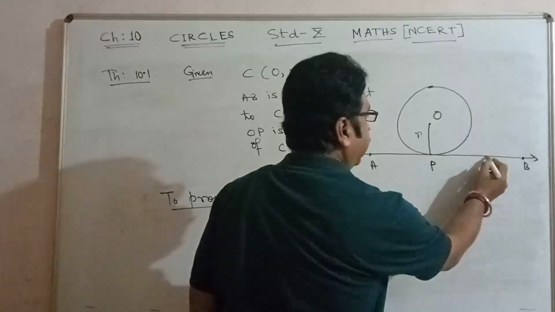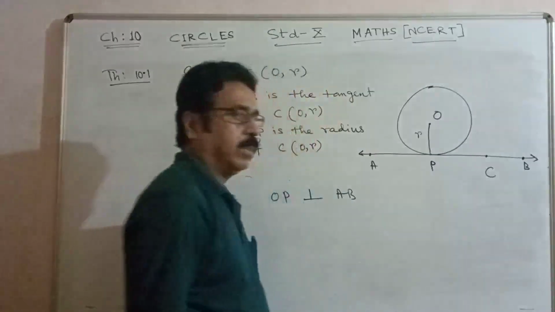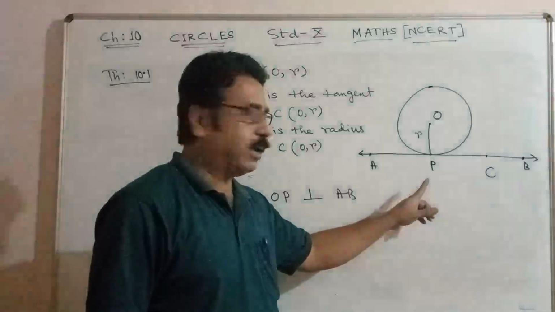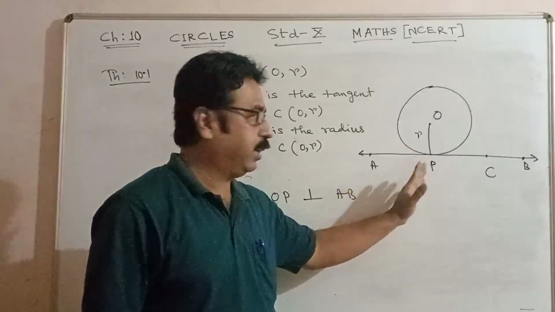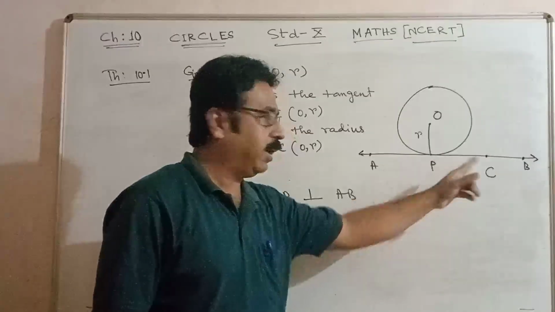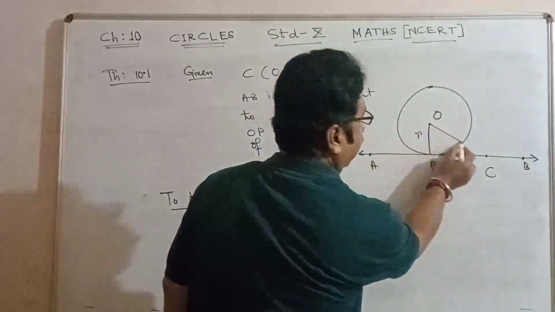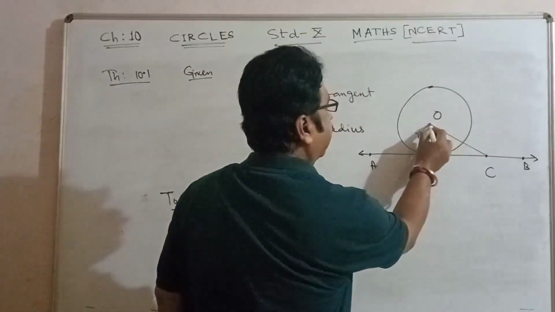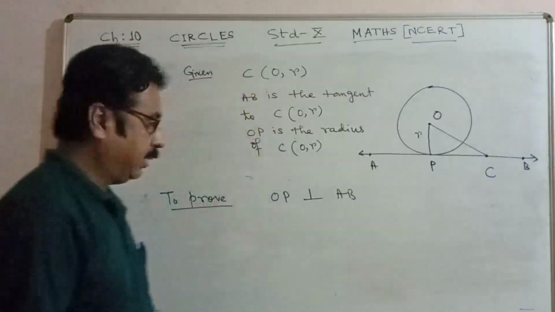Let us take a point C other than P. We are not taking point P, we are taking any other point except P on AB. We have taken a point C on AB. Then we join the center of the circle O with this point C.